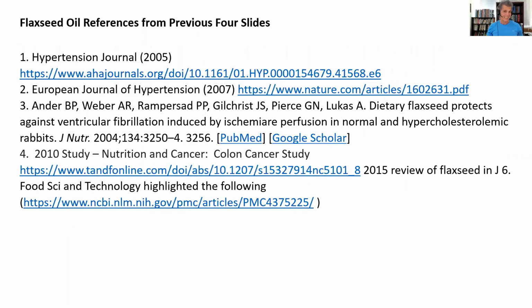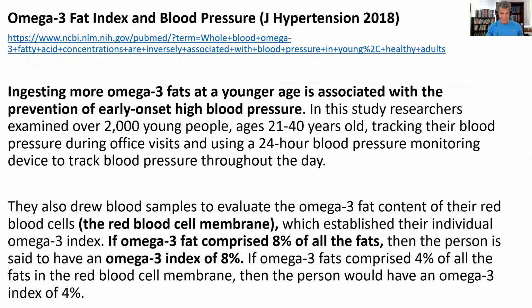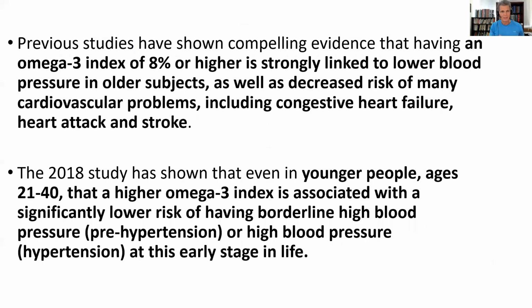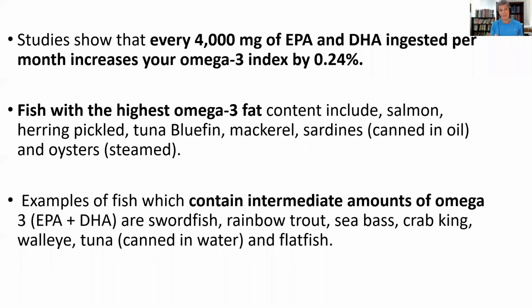So here are those references again on flaxseed oil that I was referring to. This is the omega-3 fat index that I spoke about earlier. When that omega-3 fat index gets to around 8%, you start to see dramatic changes in risk of blood pressure, and you also see better health outcomes across the board, decreasing cardiovascular problems, including congestive heart failure, heart attack, and stroke. The evidence is very consistent that if red blood cell omega-3 fat content is around 8% of the fatty acids in the phospholipids, the risk for a lot of these things is significantly lower. And as you give people omega-3 fats via supplementation, slowly over time, the omega-3 fat index increases.